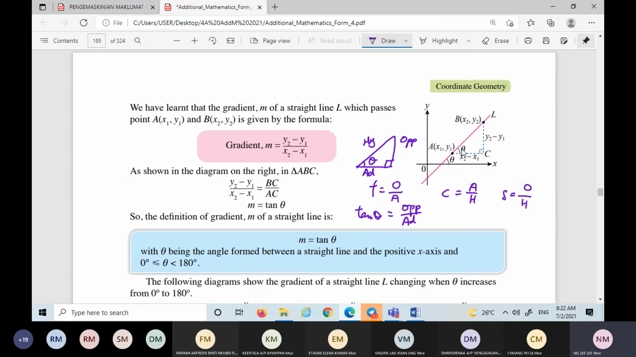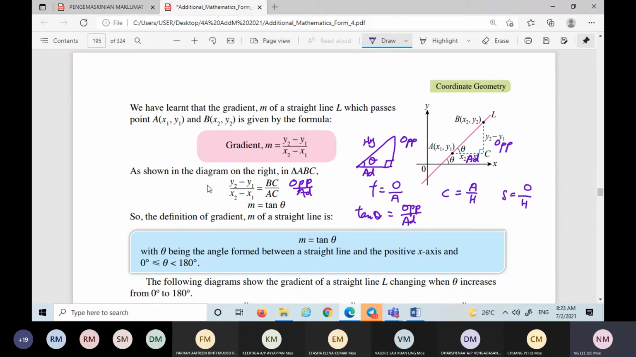If you look at this diagram, theta is here, therefore this is the opposite and this is the adjacent. So y2 minus y1 is the opposite, and x2 minus x1 is the adjacent. Therefore the gradient is also the same as tangent theta. I think this is new for you.